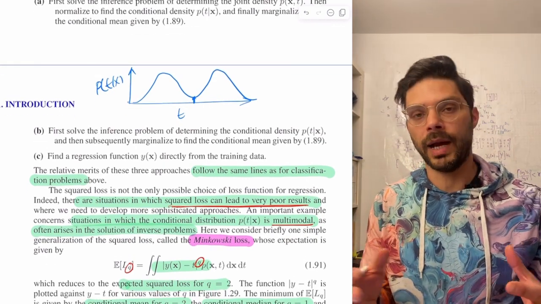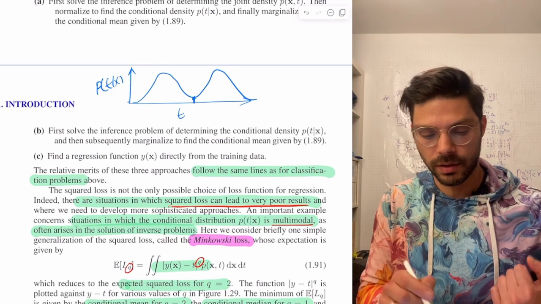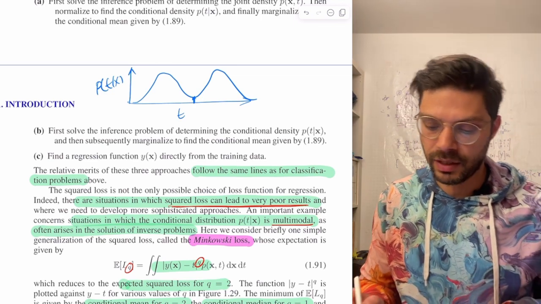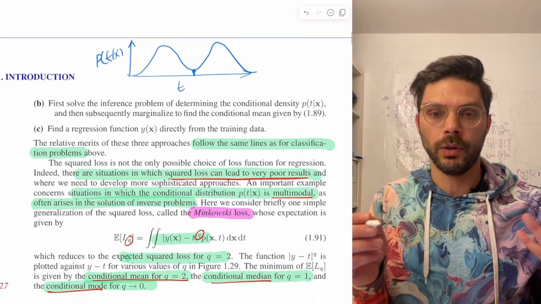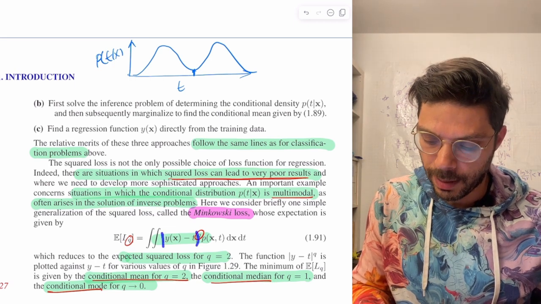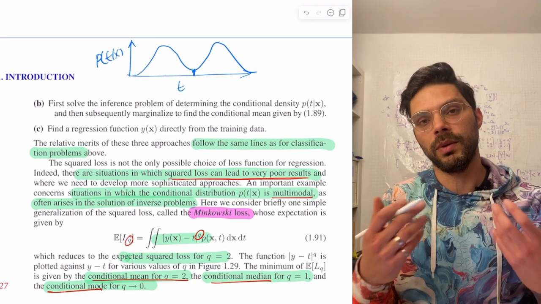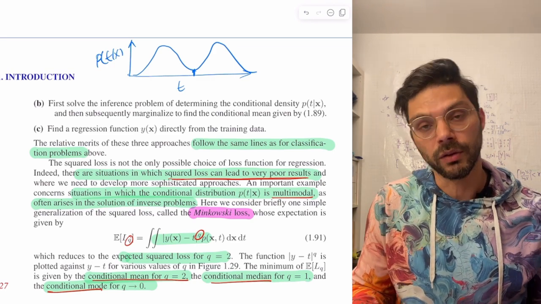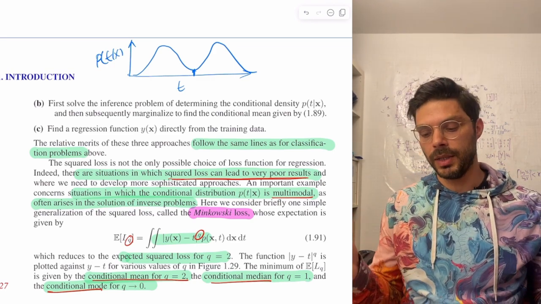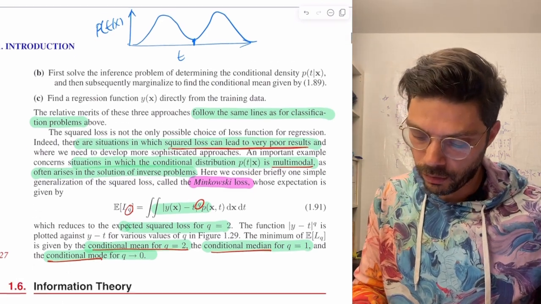He's going to capture a bunch of them under the rubric of the Minkowski loss. The main idea there is you just take the absolute value and raise it to the power of q. We've been talking about a squared loss, for which q is equal to 2. But there are other possibilities, and actually a couple of cool ones to talk about.